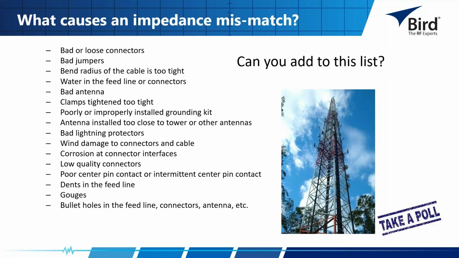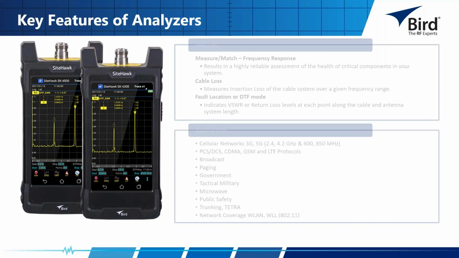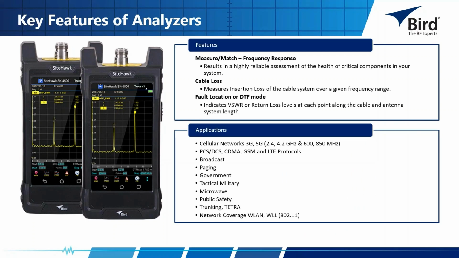And for those of you that do have a cable and antenna analyzer, such as an SK4500 or SK6000, and if you have it in front of you, maybe you want to turn it on and possibly follow along. So I'll discuss some of the key features of the analyzers. They'll all do a measure match, give you a frequency response, and what this does, it'll result in a highly reliable assessment of the health of critical components in your system.